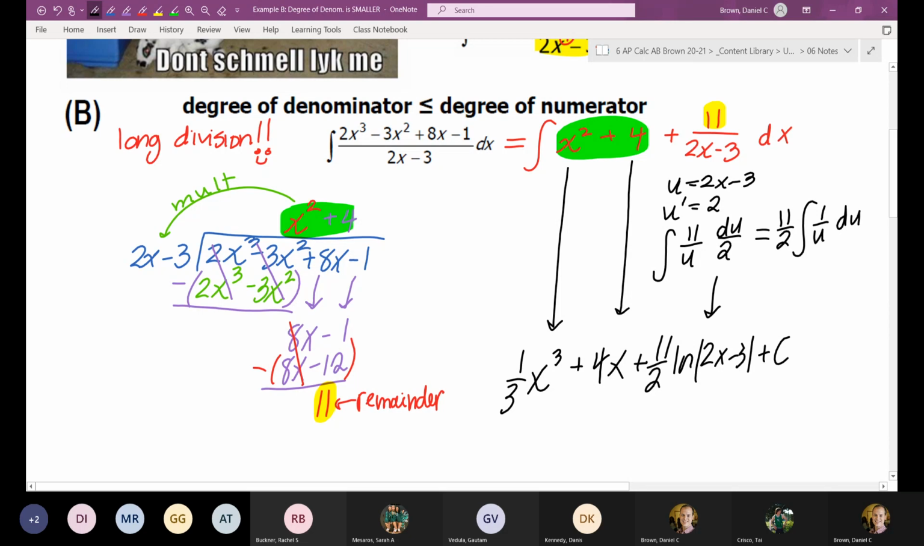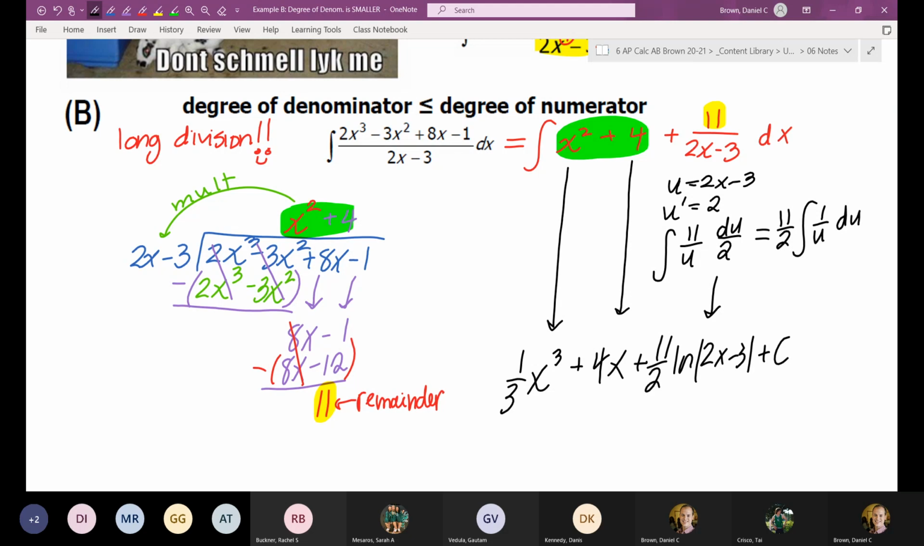Again, many of you could probably skip all that stuff, the u sub. I think many of you can see that u prime would be 2, and then the coefficient would be 11 over 2. In fact, I hope many of you could, but again, no shame in showing work and seeing where that came from. So that's how we're going to use long division, that algebra skill, to simplify this rational expression so that it can become something that we can integrate.